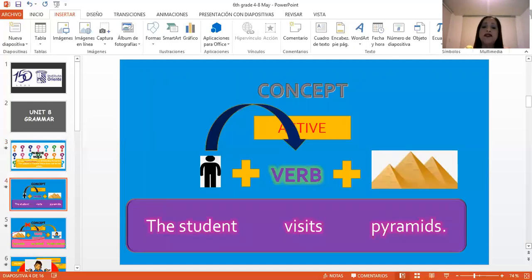Okay, we have the concept of active voice. What is active voice? Active voice is what you and I use every day in a normal and ordinary conversation. For example, the student visits the pyramids. Here, the student is the most important because the student does the action. The student performs the action represented in a verb.